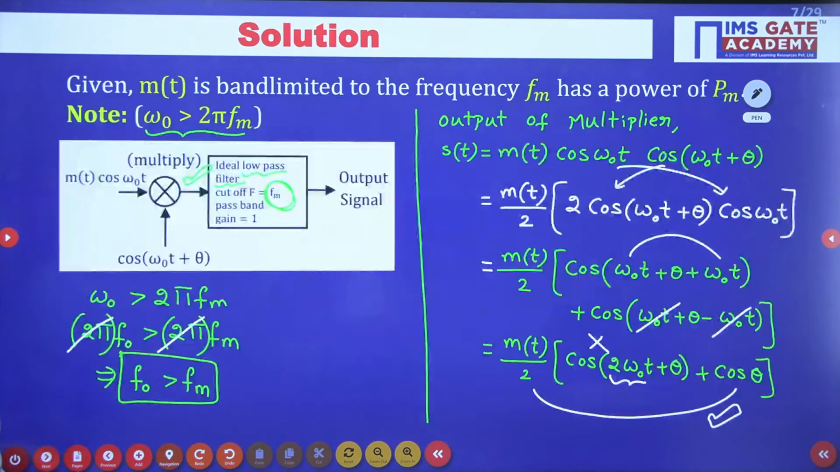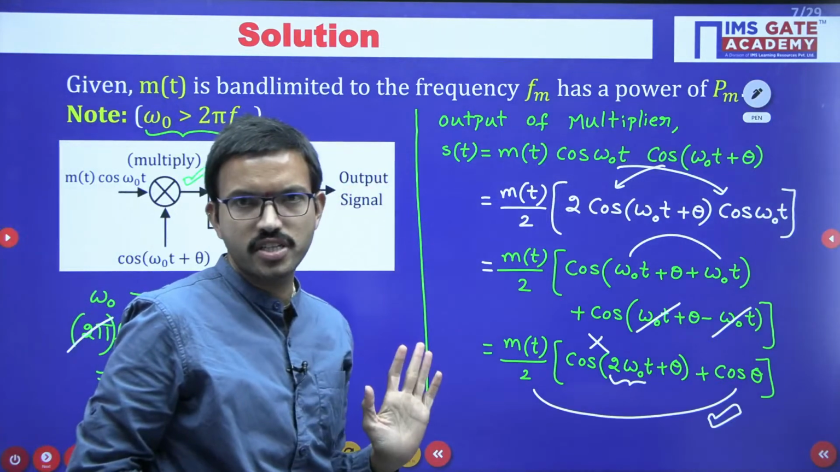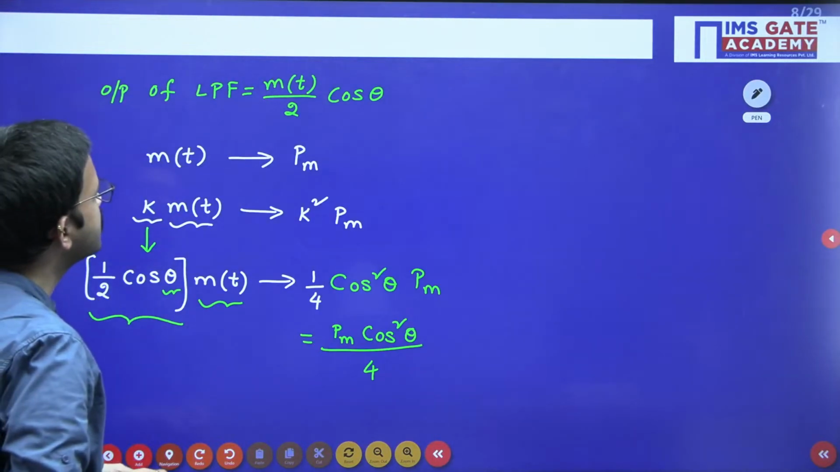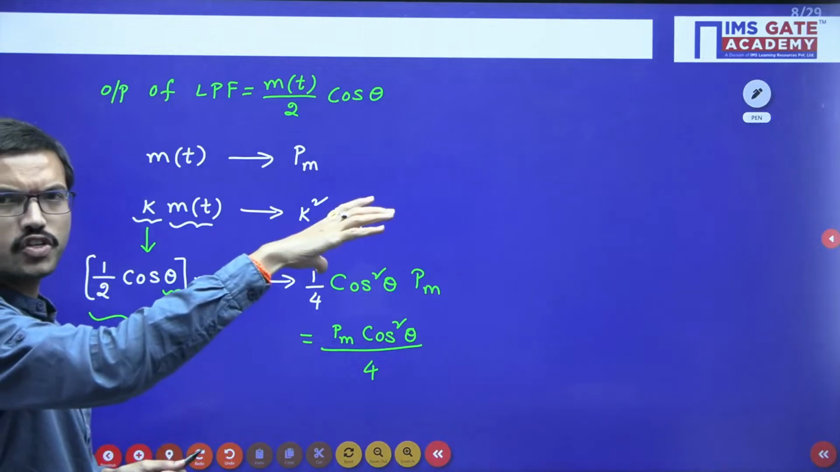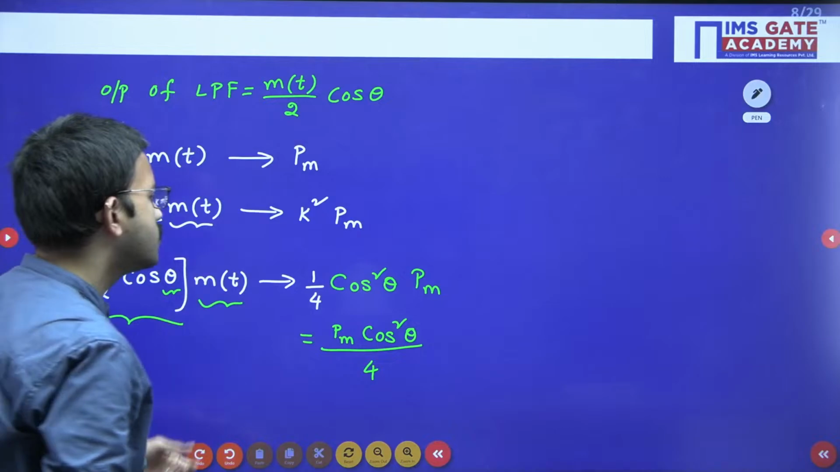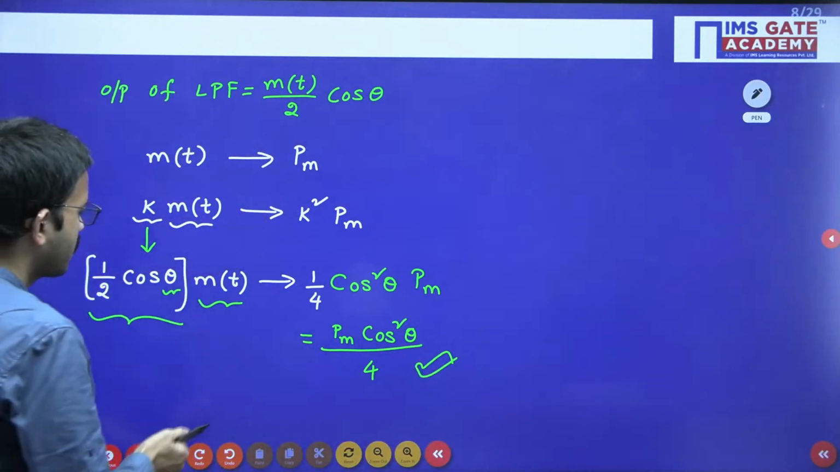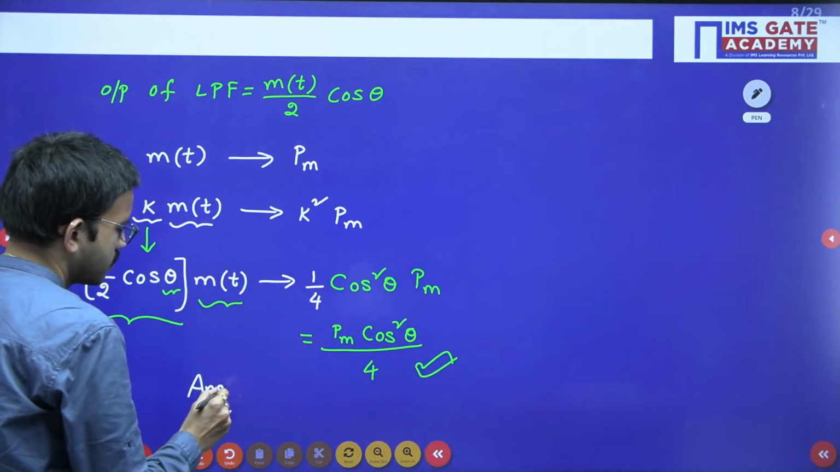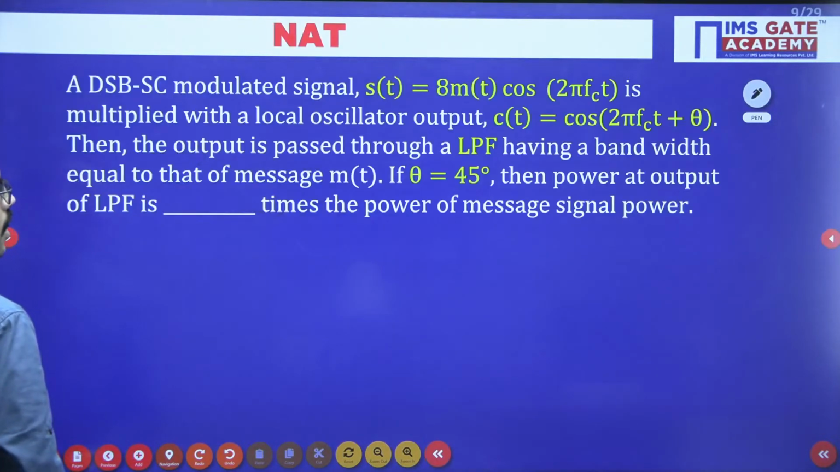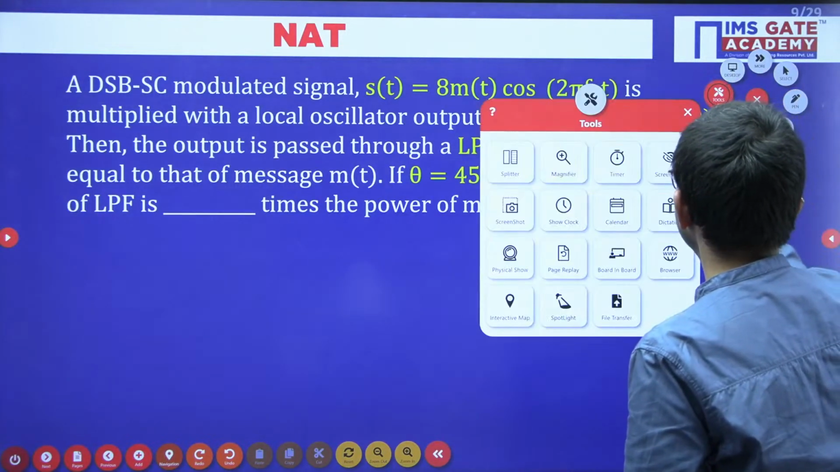Whatever block diagram they have given, we have considered step by step and done the simplification. Since in the question they asked regarding the output, whatever signal that you are going to get, regarding that particular signal they asked you to calculate the power. So the final answer for this question is Pm cos square theta by 4, that is option D. All of you try the next question. This is a similar one. Similar question, all of you try.